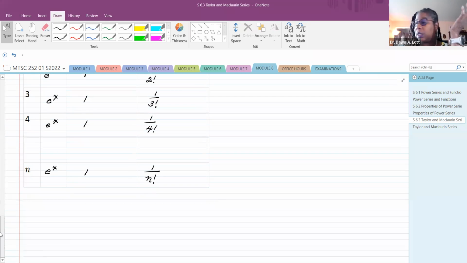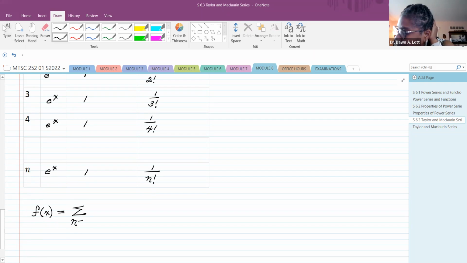Okay, so now let's plug it in. So we said above that f of x, my formula, is the sum n equals 0 to infinity of the nth derivative at whatever a I was looking at over, oh, I'm sorry, over n factorial times x minus a to the n. So for us, we're doing a Maclaurin series, a is equal to 0.